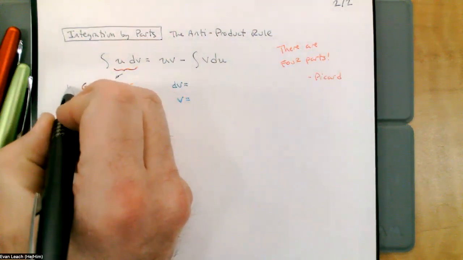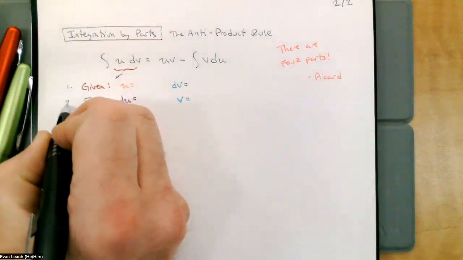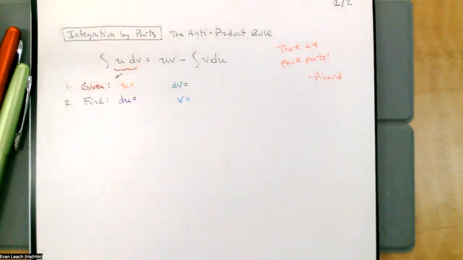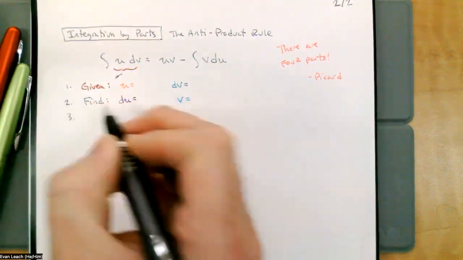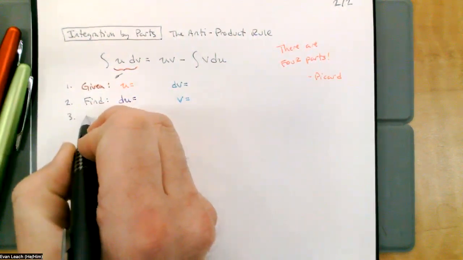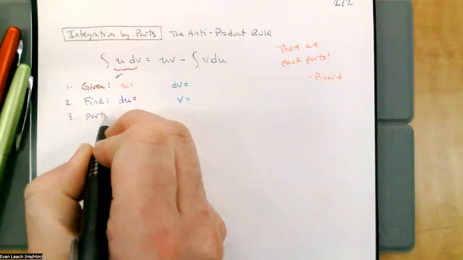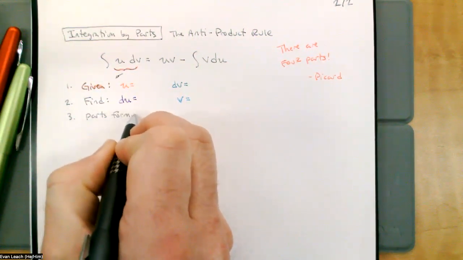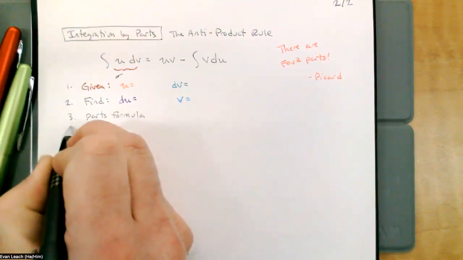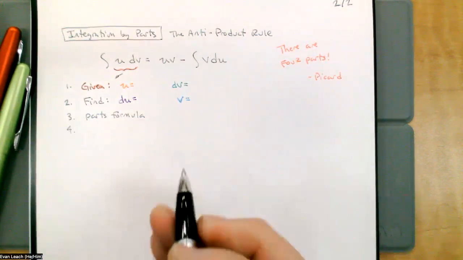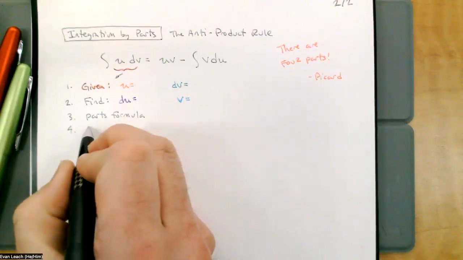So first step, choose your given. Second step, find the other two parts. Third step, drop into the parts formula. And fourth, evaluate the secondary integral.